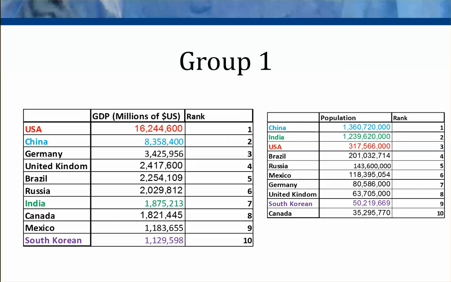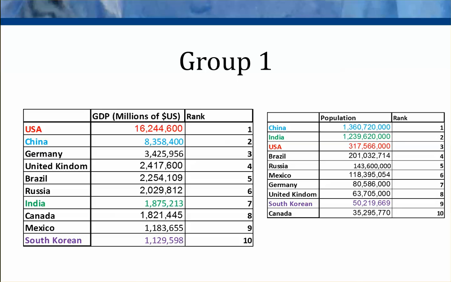China has the largest population, which has 1,360,720,000 people. Wow, it's huge. And for the United States, it's only 317,566,000 people, which ranks number 3. So now you can consider my question again. For the country that has a higher GDP, does it mean the people will have a higher living standard?